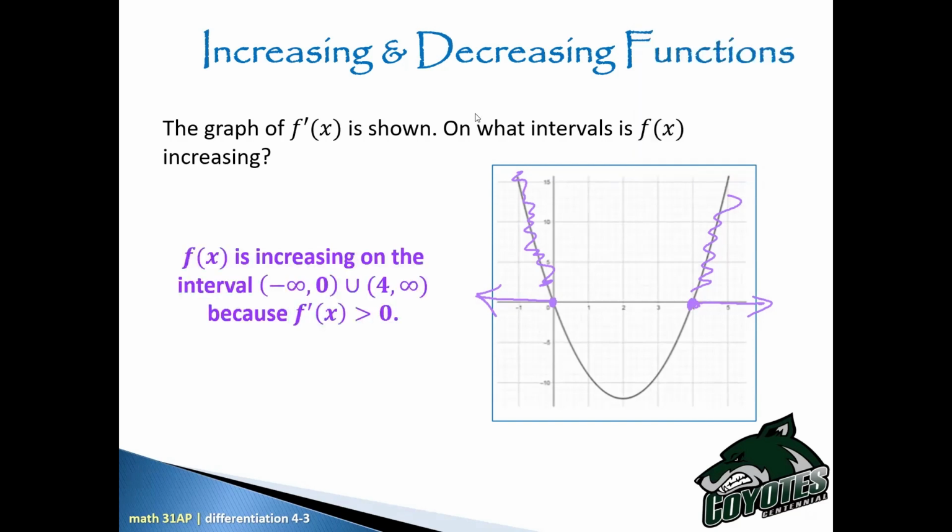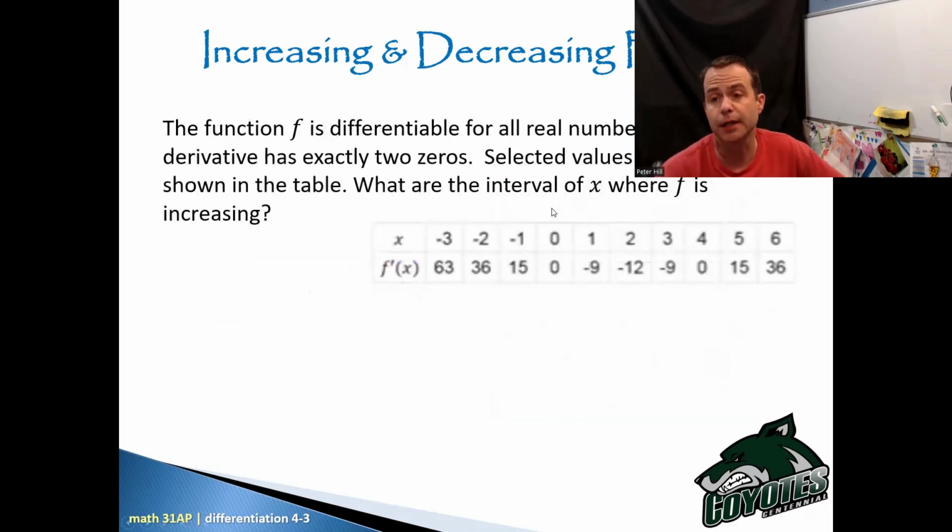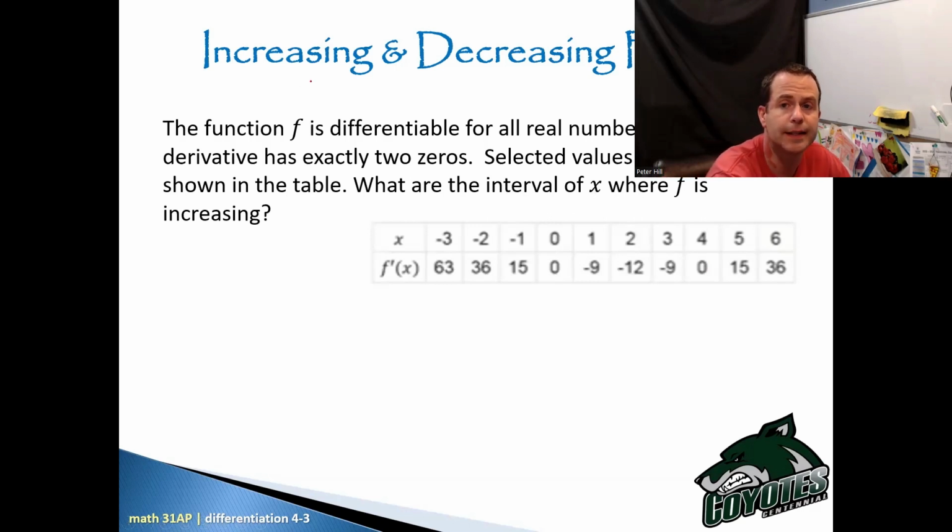I'm just going to hide myself there so everybody can see the question. And perfect. Okay, and then we could also look at it from a table point of view. The function f is differentiable for all real numbers, and its derivative has exactly 2 zeros. Selected values of the derivative of x are shown in the table. What are the intervals of x where f of x is increasing? Okay, well, I'm looking for my critical numbers, which are when the derivative is 0. So I can see the derivative is 0 there, and the derivative is 0 there.